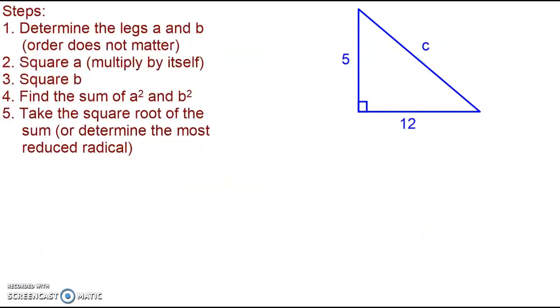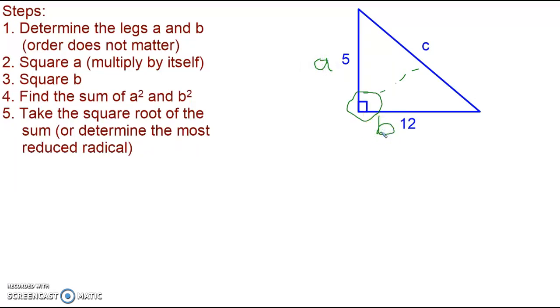Let's try another example here. So now we need to determine the legs A and B. First thing we want to do is look for that 90-degree angle. It may not always be in that bottom left corner. In this case, we look at it again. So we know that across from that 90-degree angle is the hypotenuse, that is C. So we make the other legs A and B. Again, it does not matter which is A, which is B.